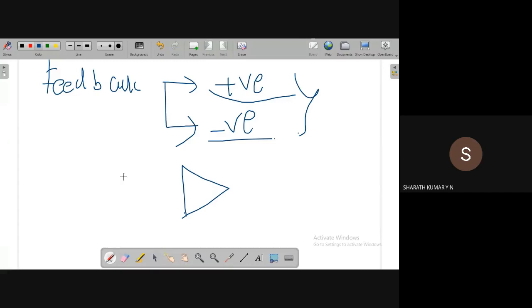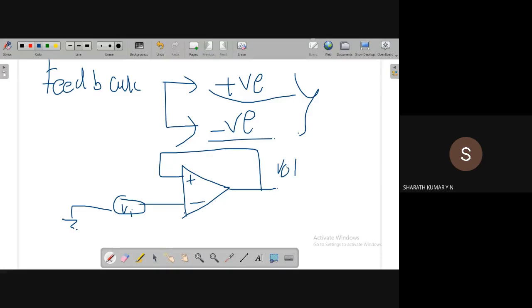What is positive feedback? In positive feedback, with a non-inverting input and an inverting input, the output is given back to the non-inverting input, and the input is given to the inverting input terminal. If this is the situation, what will happen? There is a positive feedback, so there is always a possibility of the output voltage continuing to grow, continuing to increase as the input voltage increases.